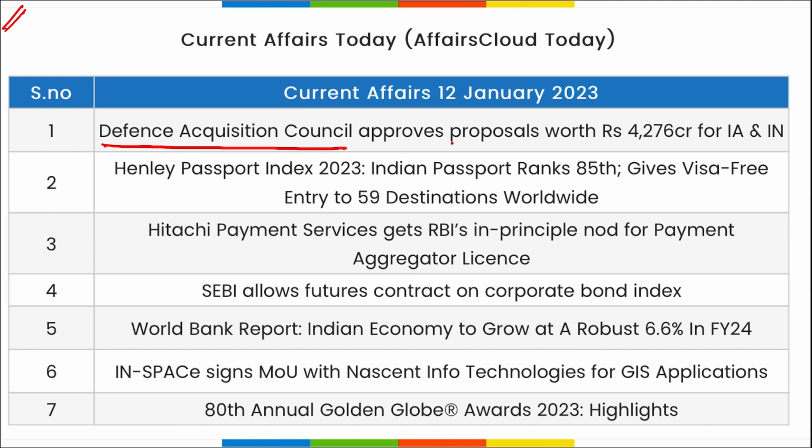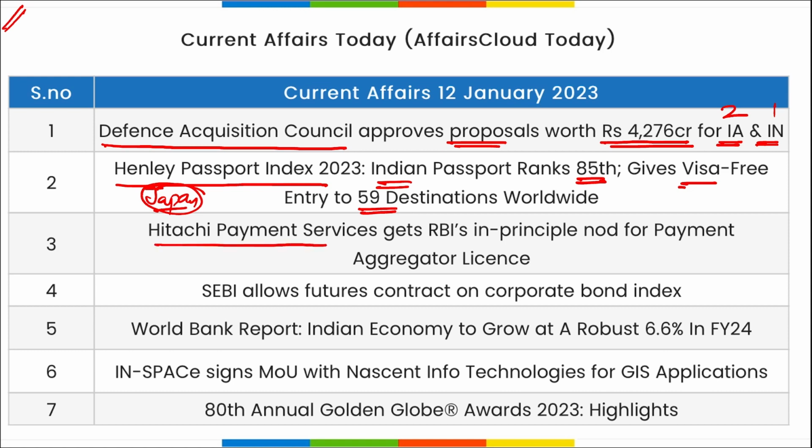Defense Acquisition Council has approved proposals worth 4,267 crore rupees for Indian Army and Indian Navy. Two projects for Indian Army and one project for Indian Navy. Henley Passport Index was released. India was ranked at 85th position, and it has been given 59 destinations worldwide for visa-free travel, and the Japanese passport is the strongest passport. Hitachi Payment Services got RBI's in-principle approval for the payment aggregator license.